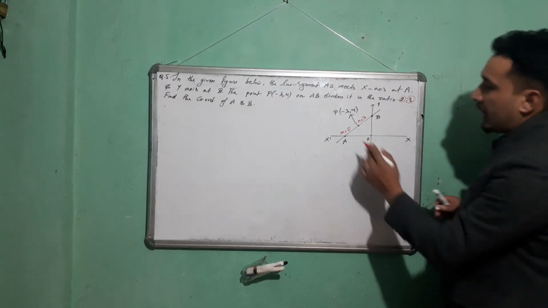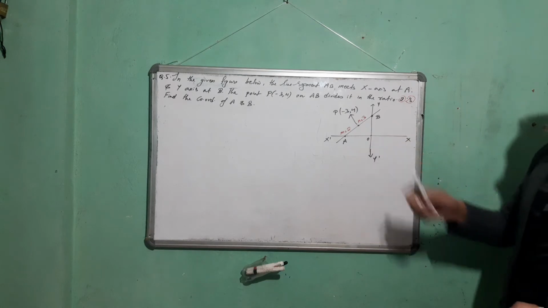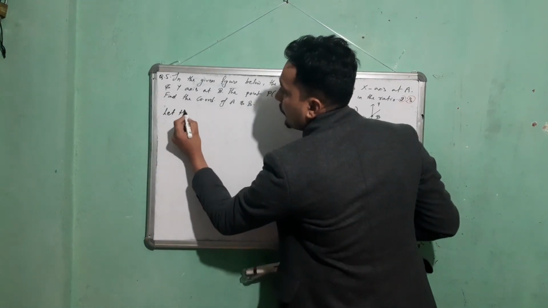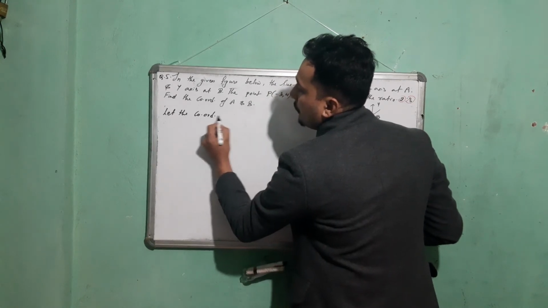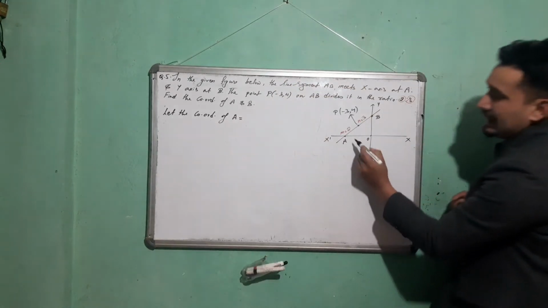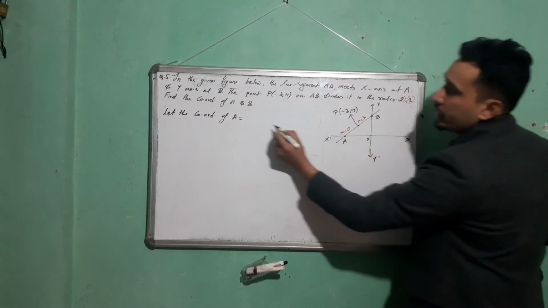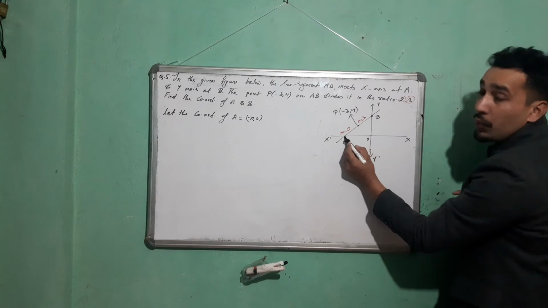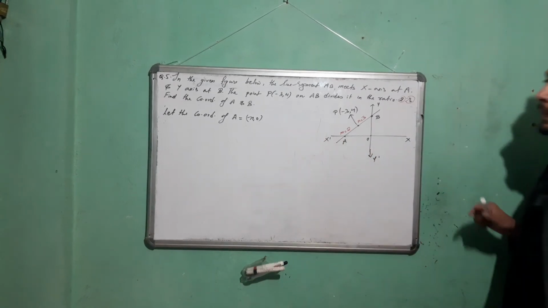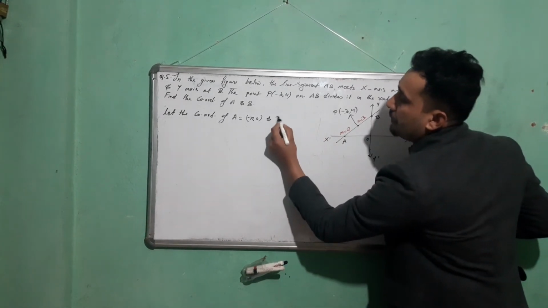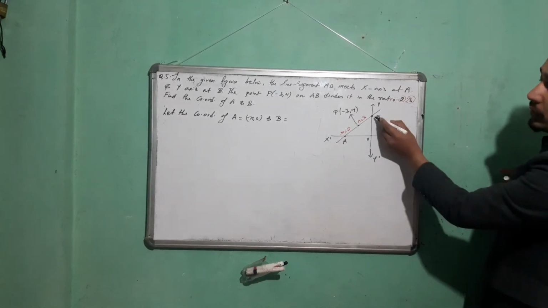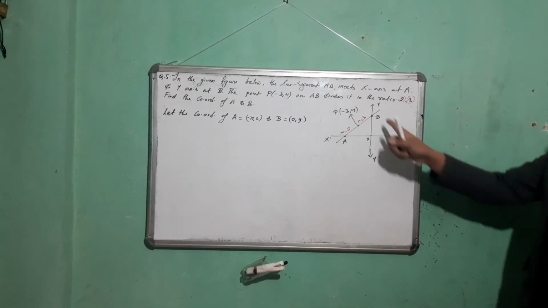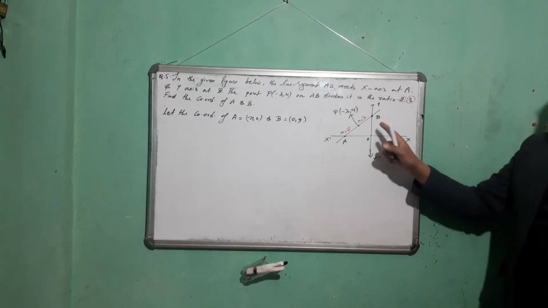Find the coordinates of A and B. So let the coordinate of A be x comma 0, since A is on the x-axis, because on the x-axis the value of y will be 0. And the coordinate of B is on the y-axis, so you can consider it as 0 comma y. The value of x on the y-axis will be 0.